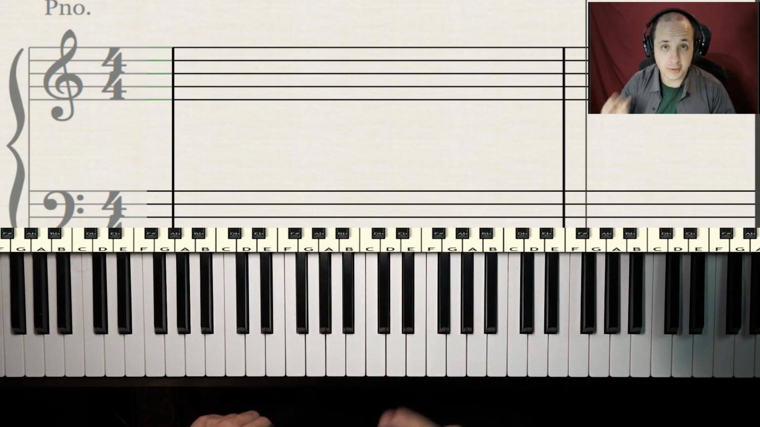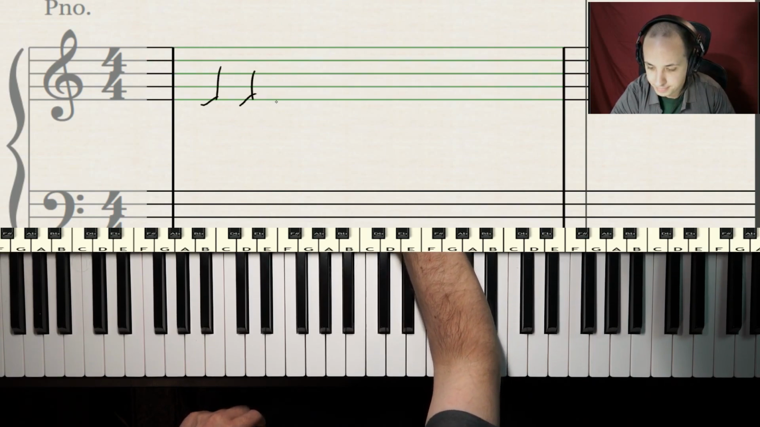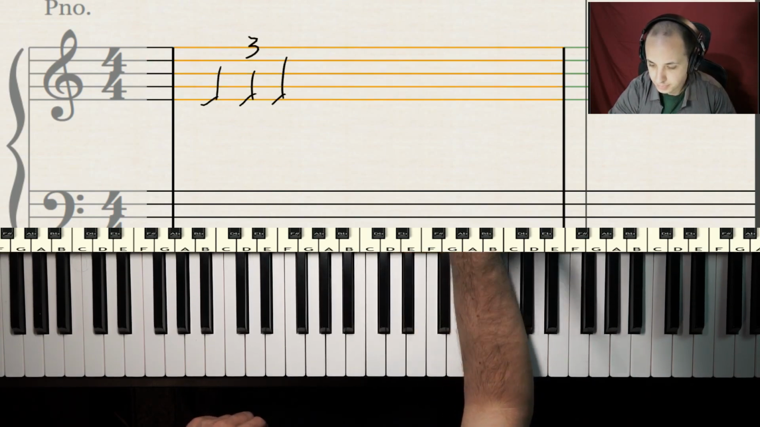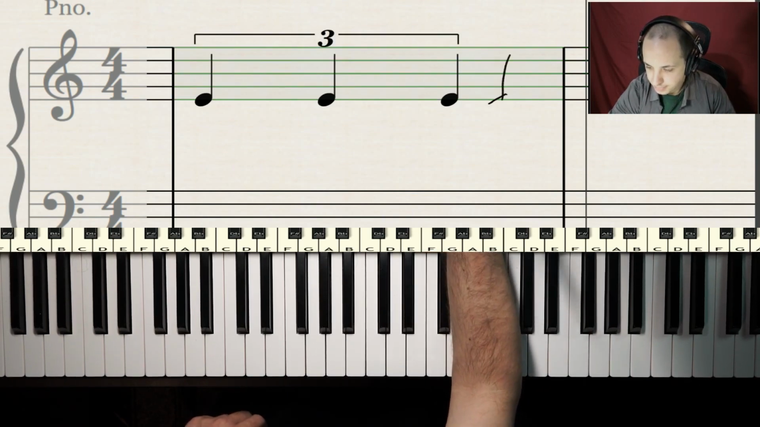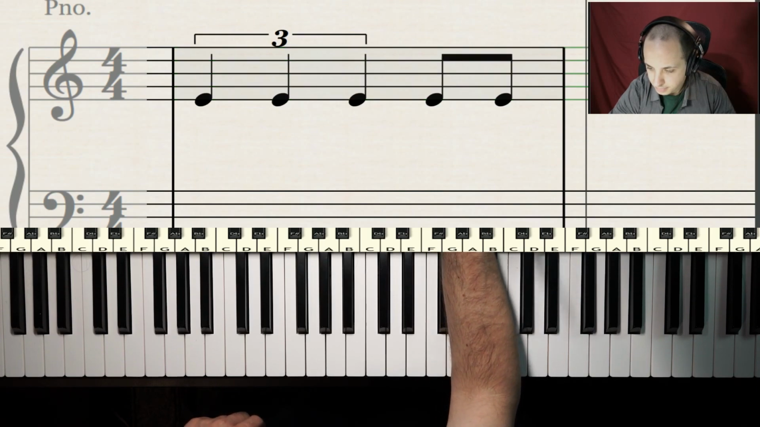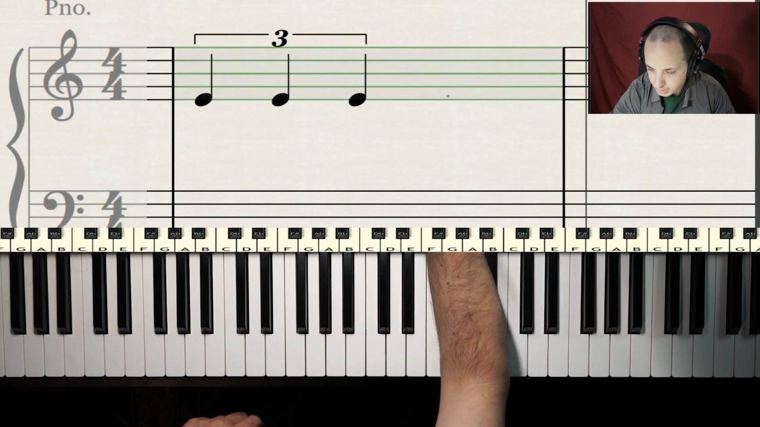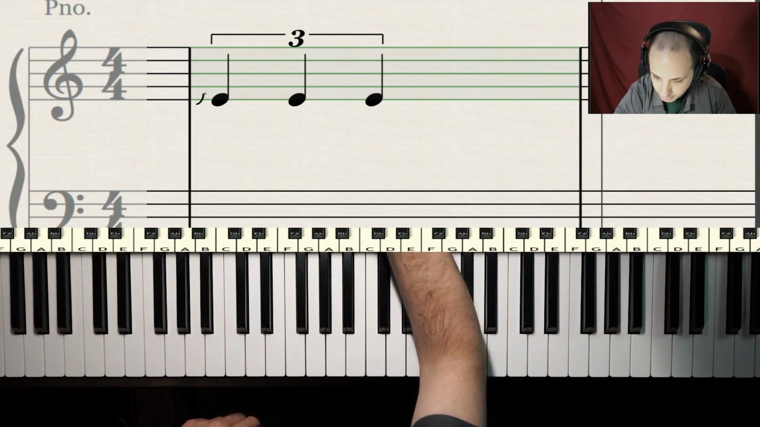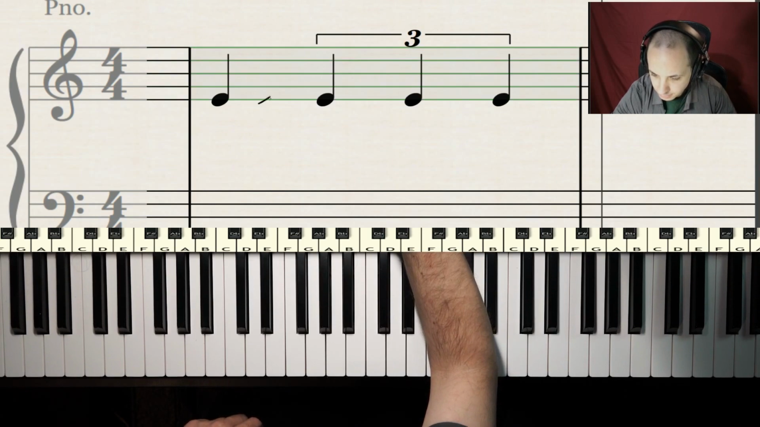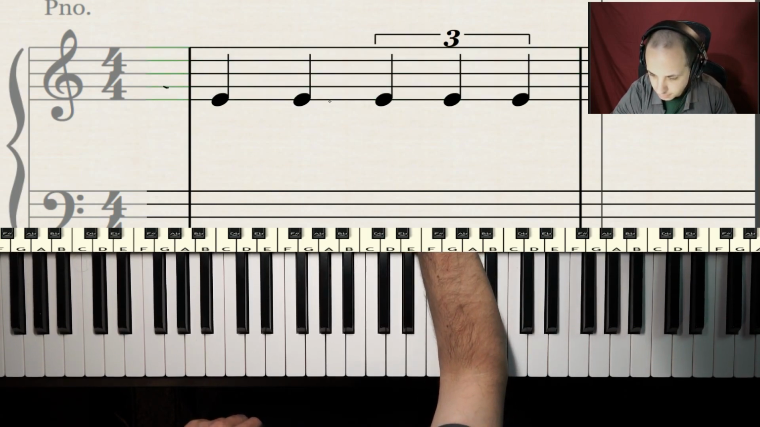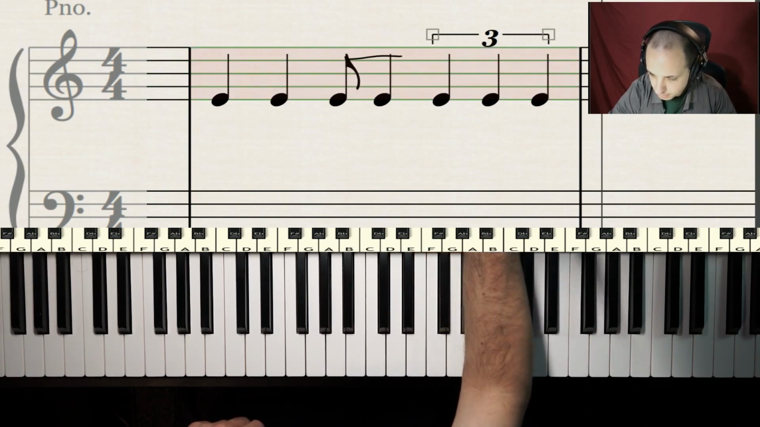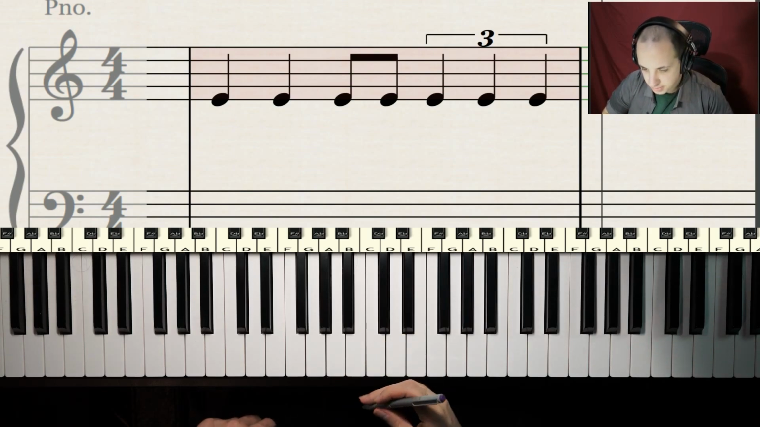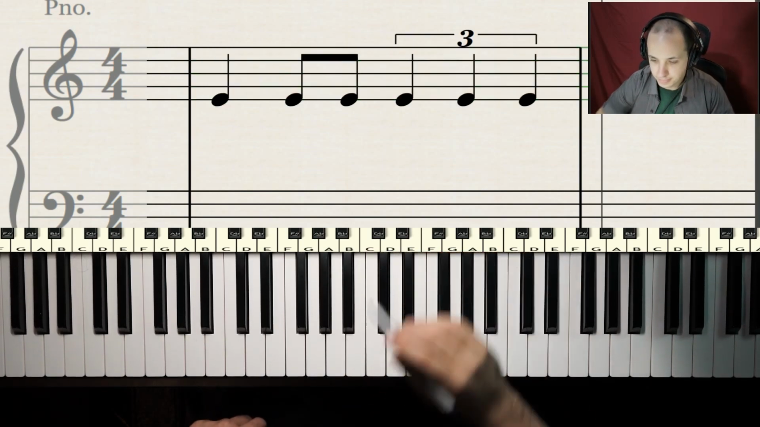Let's do one more example of a quarter note triplet. Whoops. There you go. I had too many beats in that measure.